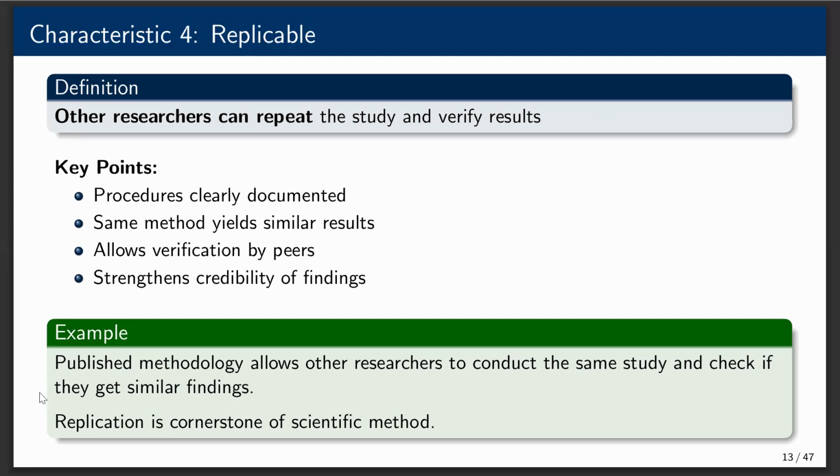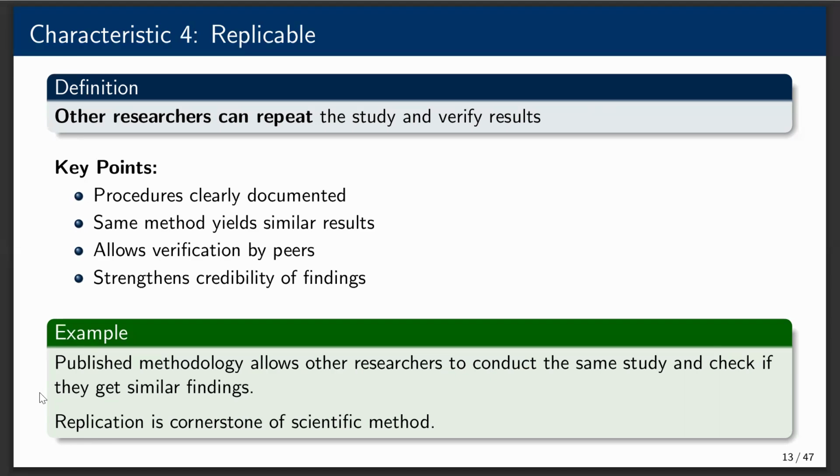Characteristic number 4, it should be replicable. Other researchers can repeat the study and verify the results. What are the key points here? Procedures are clearly documented. The same method yields similar results. It allows verification by peers. It strengthens the credibility of findings.